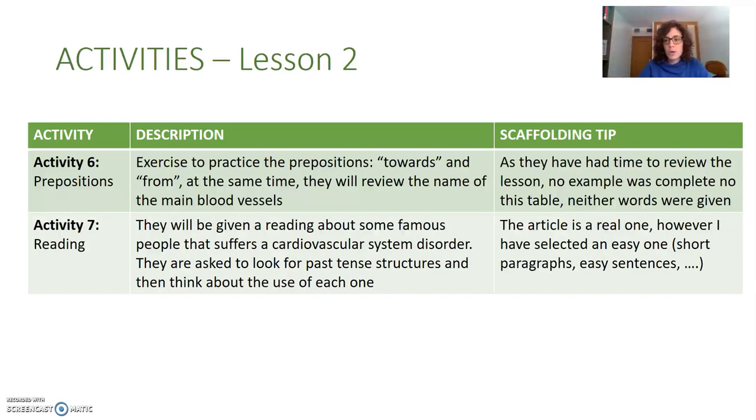The article is a real one. I have found it on the internet. However, I have selected an easy one with short paragraphs with some images to help them be more confident with real information, but it still has to be easy because the level of English is not too high.